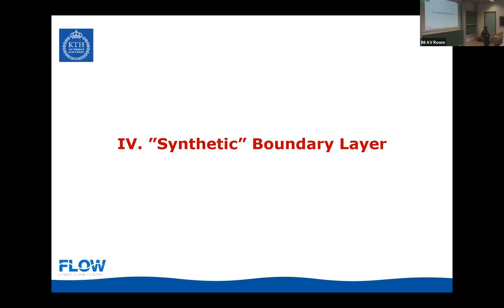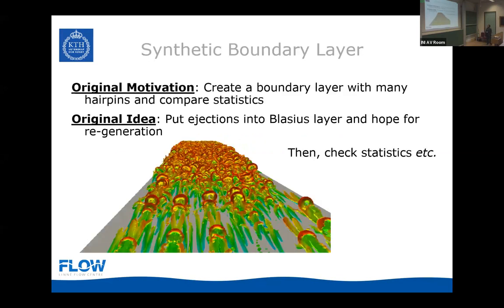and we just put hairpin vortices? We know how to generate them. If you have an ejection or something, then you get hairpin vortices. So we just put a lot of hairpins, and then we see how they survive, and to what extent maybe the boundary layer is modified by putting all of them. So this is what we would call a synthetic boundary layer. So yeah, that's kind of the idea. We put a lot of ejections, and we hope to keep the hairpins.